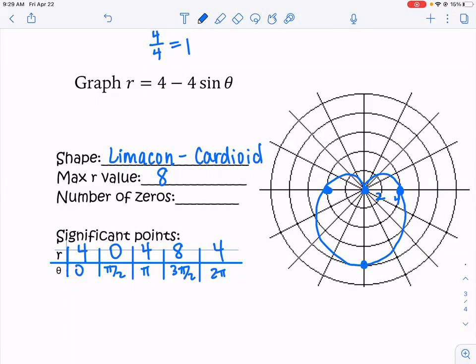Okay, how many times did we hit the pole? Once. We have 1, 0. It touches the pole. This is the only one where you're going to have that corner. You're going to have a sharp edge at the pole, smooth everywhere else. Every other cardioid is smooth everywhere. This one does have a corner, so I need to be able to see that. This one I think looks the most like a lily pad.